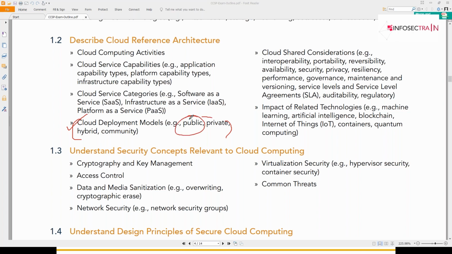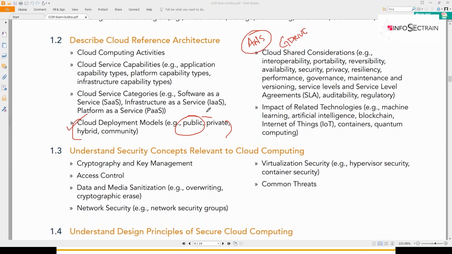When you go for a public cloud provider, you have an infrastructure which is shared by multiple customers. Like when you go to AWS, or to make it more simple, if you go to Google Drive or any platform like this, you have to rely on the cloud service provider. You have to completely rely on the cloud service provider in the public cloud platform.